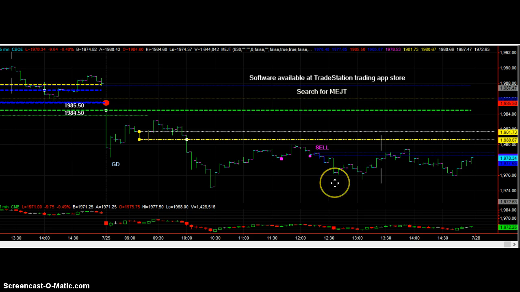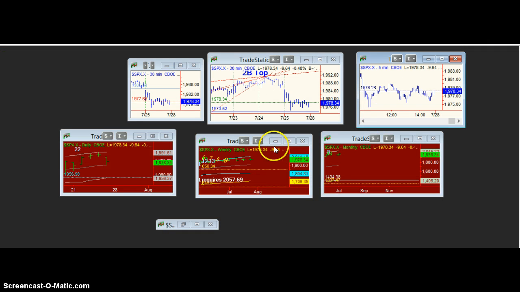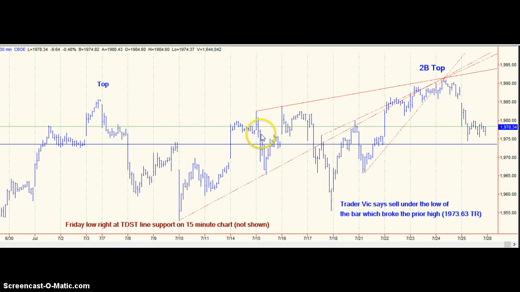Just a reminder, a sell signal in MEJT means there is a target at a lower price. It doesn't mean you have to sell right then if the target is too close or it's been hit. Well, there's no MEJT stuff predicting what's going to happen Monday, so we have to use other things.